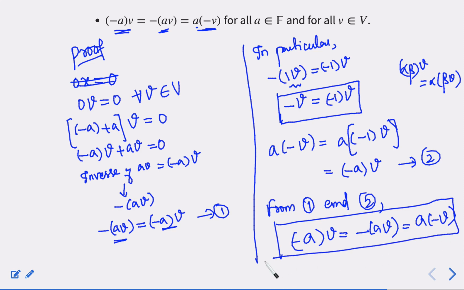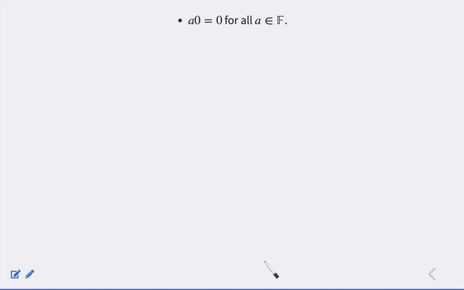There's one last property which I want to prove: a times the 0 vector is always the 0 vector for every a in F, right? The 0 is coming from the vector space. How do I prove it? I know one thing, a times 0 plus 0, all are vectors, 0 vector plus 0 vector is nothing but the 0 vector. That's my a times the 0 vector. And that can be written as a times 0 plus a times 0, because I have the distributive property of scalar over the vectors.